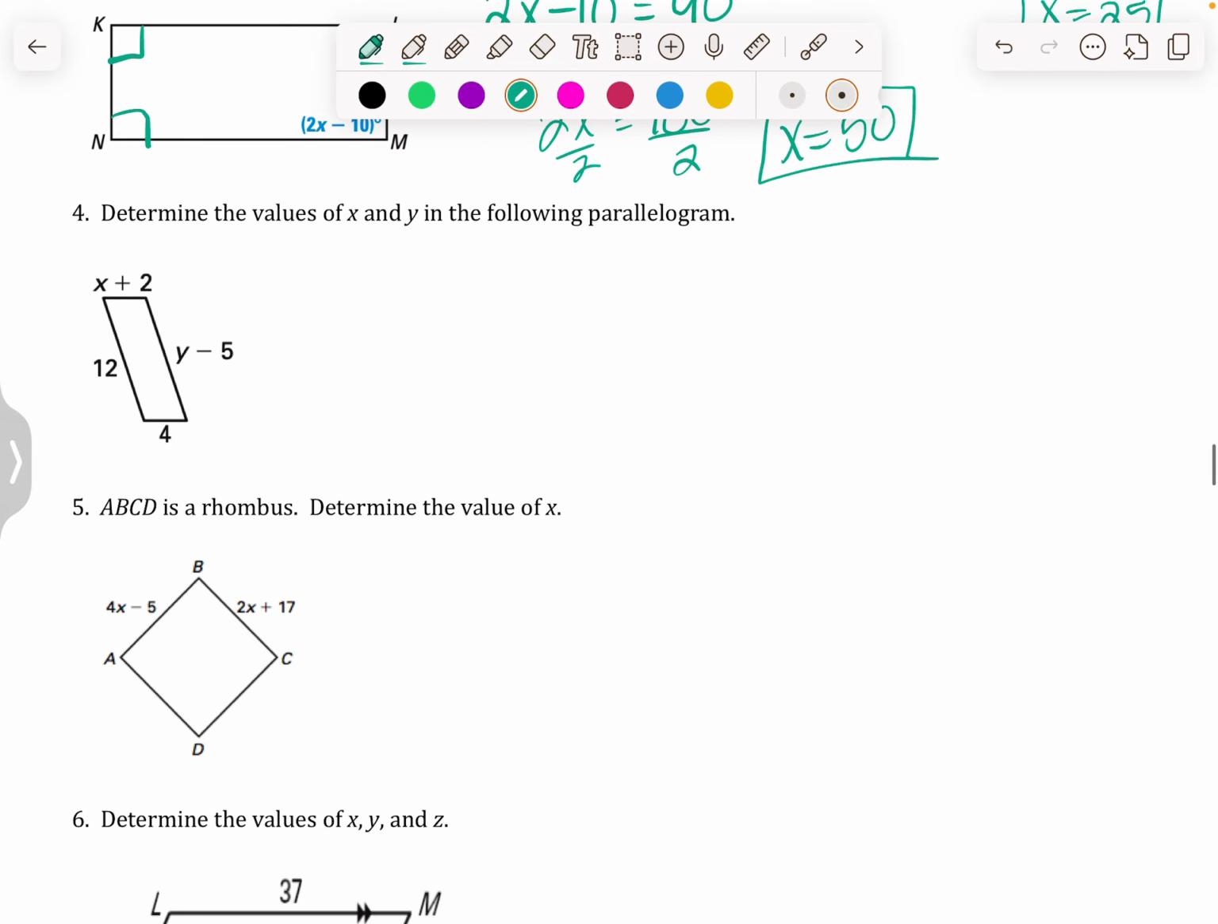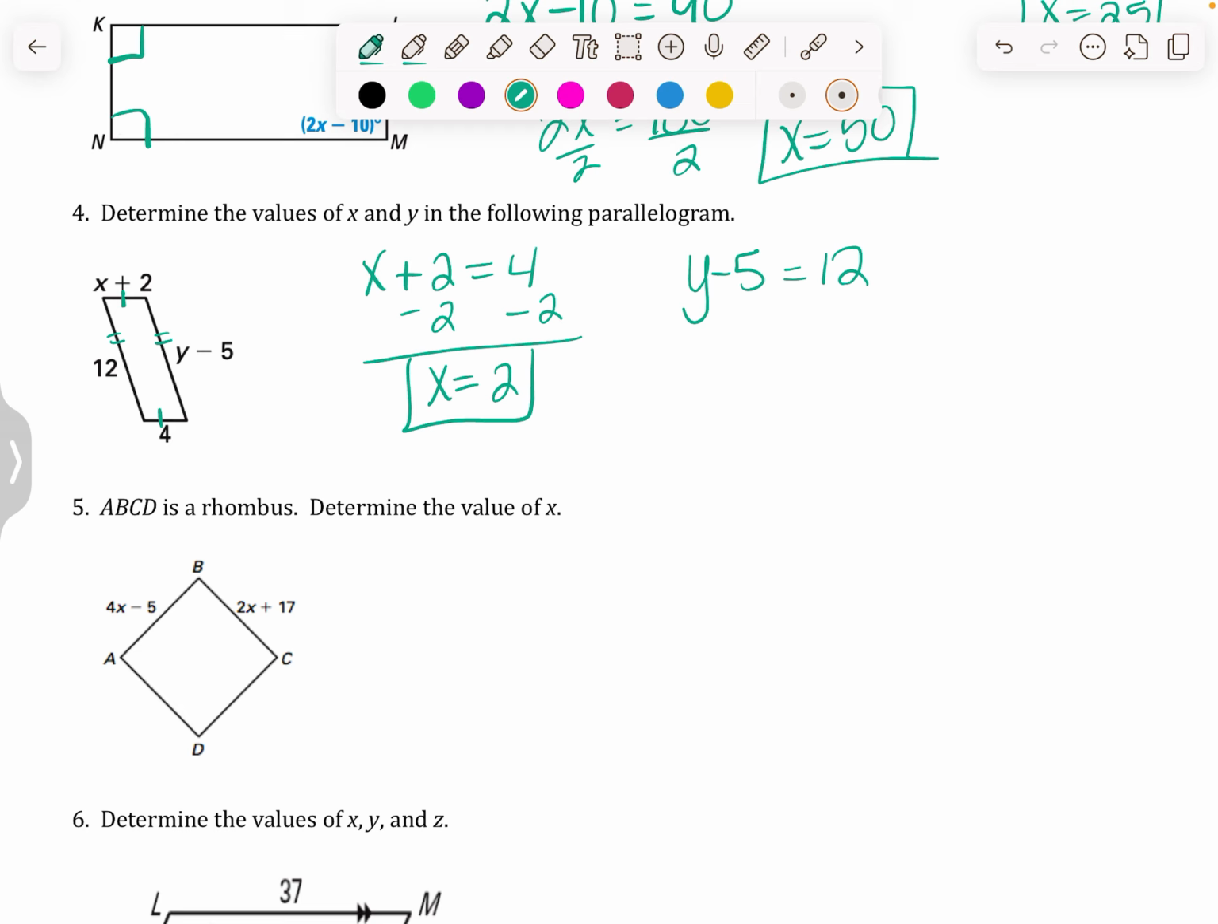All right. In a parallelogram, we know that opposite sides are congruent. So we know that the two top sides and bottom side here have to be the same. So that gives us 2x plus 2 equals 4. So x has to equal 2. And that means that these opposite sides, or y minus 5, has to equal 12, or y has to equal 17.